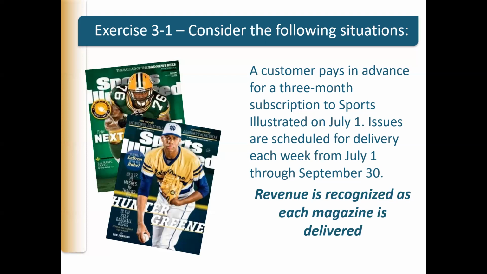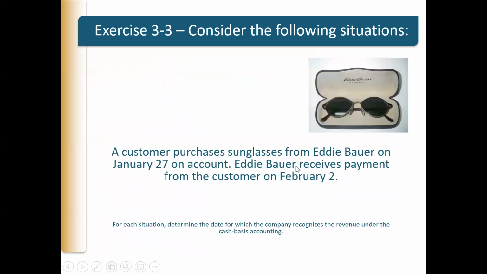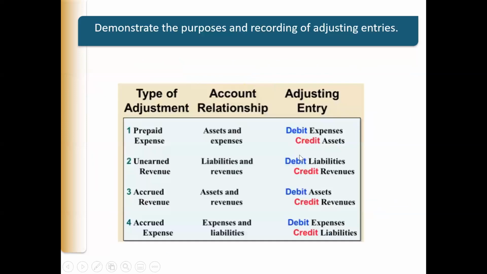So that would be the scenario if there's a lump sum, but if payments are spread out over time, you recognize it as you receive that portion. So in this case, as each magazine is delivered, that portion of revenue gets recognized. Okay, I accidentally put this in here twice, sorry.